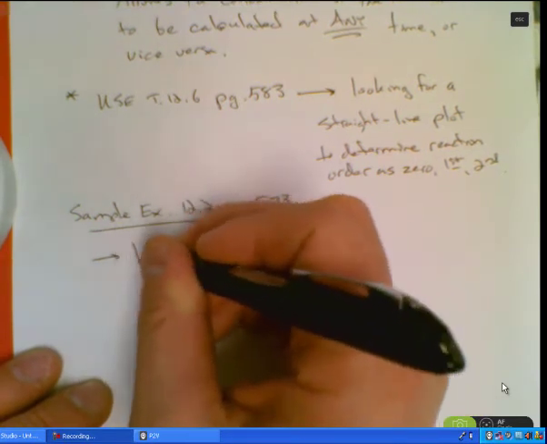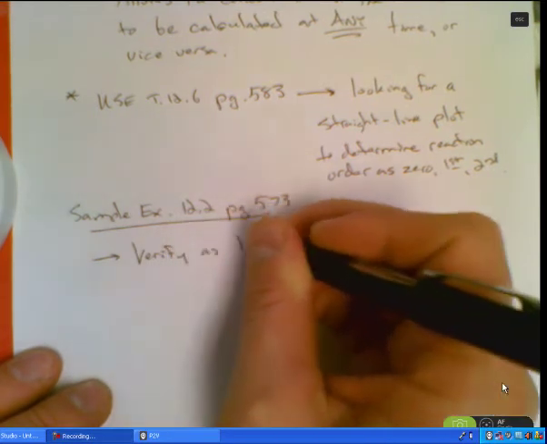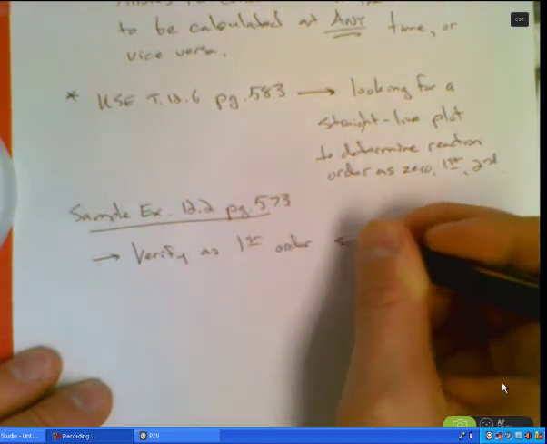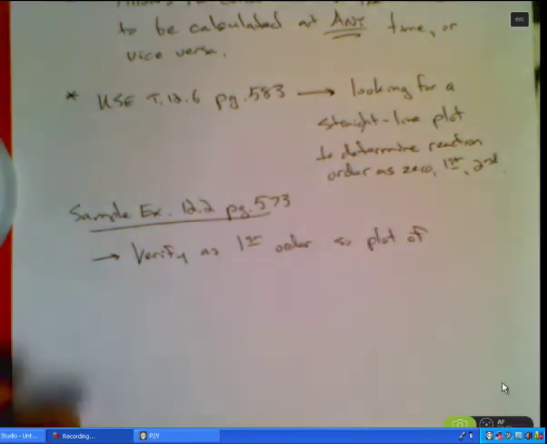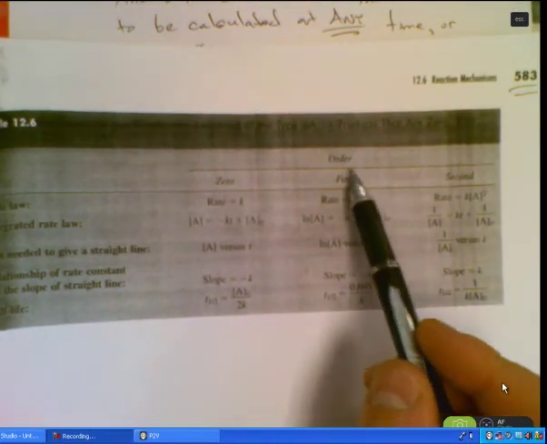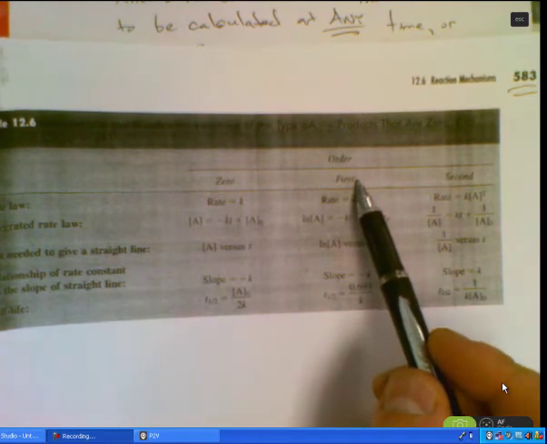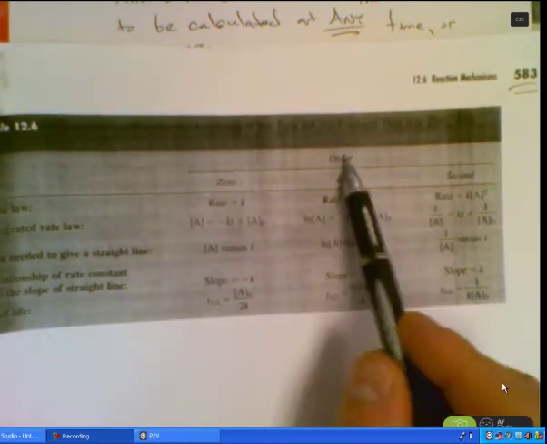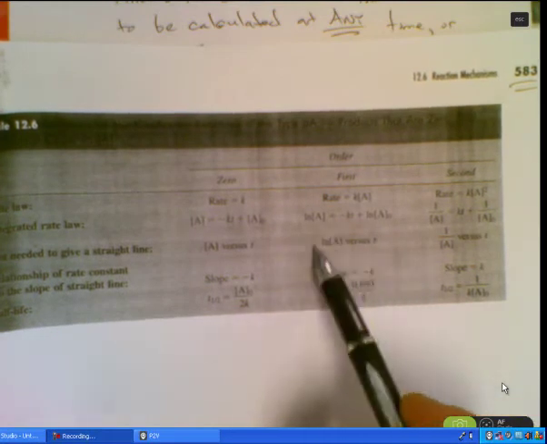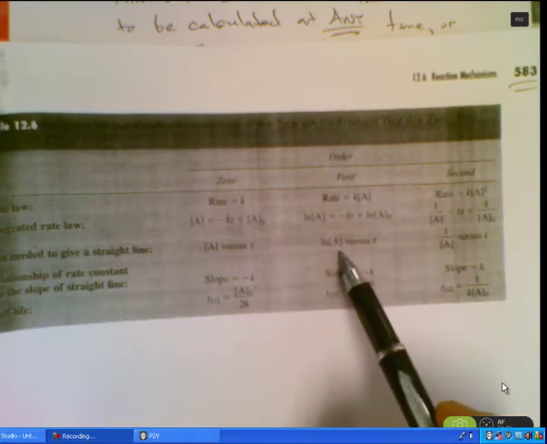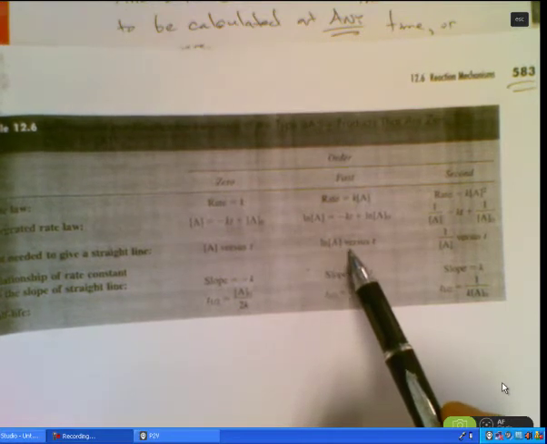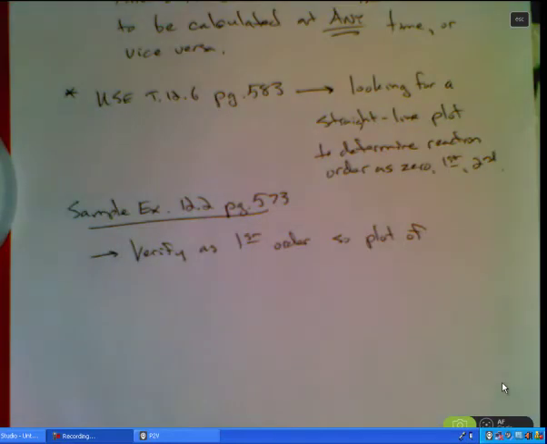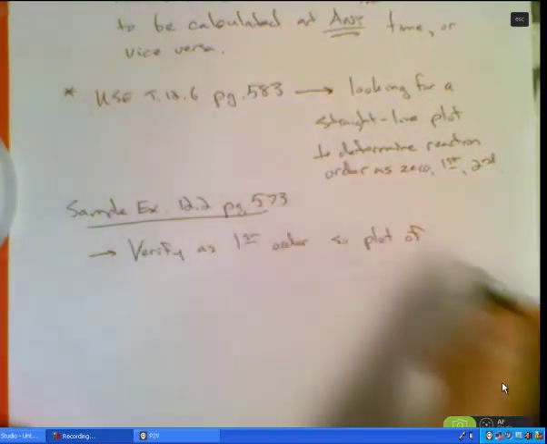So first of all, we want to verify as 1st order. So we need a plot of, and if you look back at your page 583 table, we're looking for 1st order. So here's 1st order. And how do we get a straight line? Plot needed to get a straight line, 1st order. This is what we need to calculate to verify that it's 1st order. Or if we didn't know, we would try this. So it's natural log of the concentration of A versus t, or time. So that's what we're going to try. Keep that in mind.